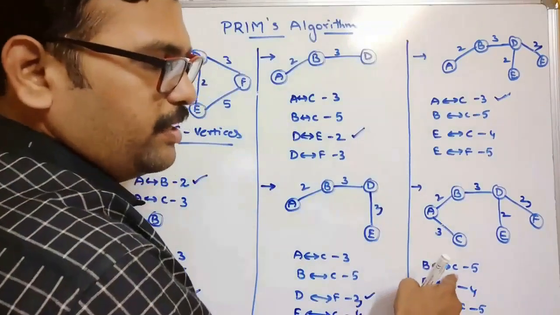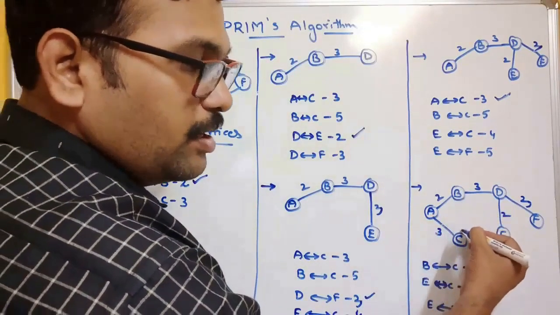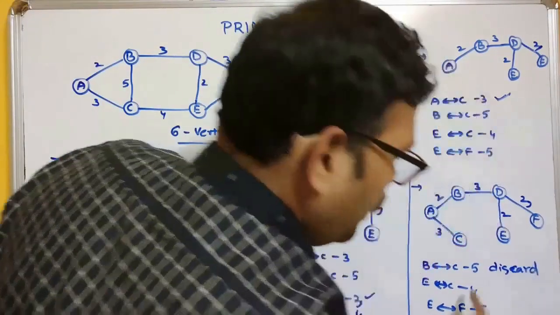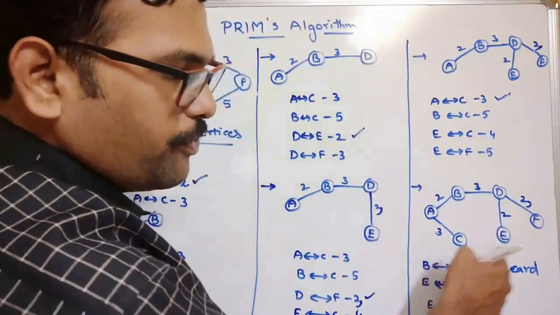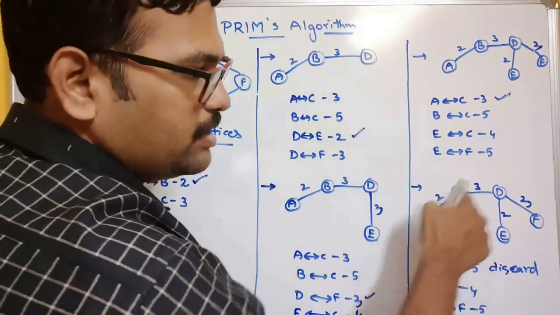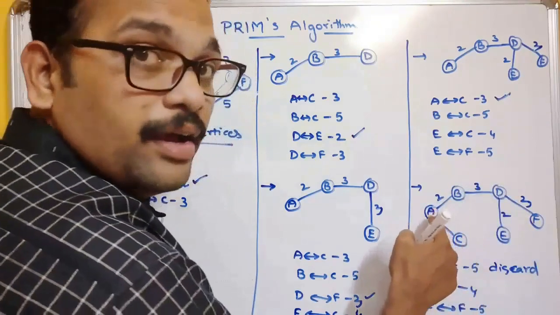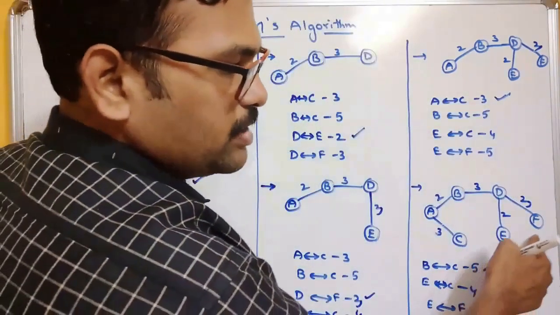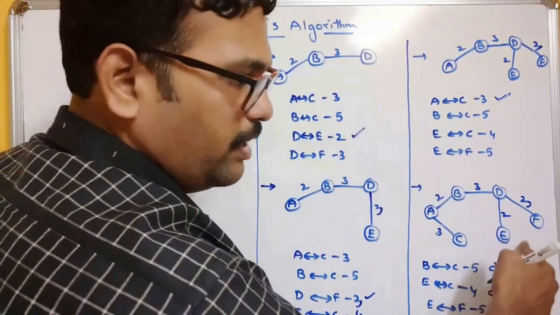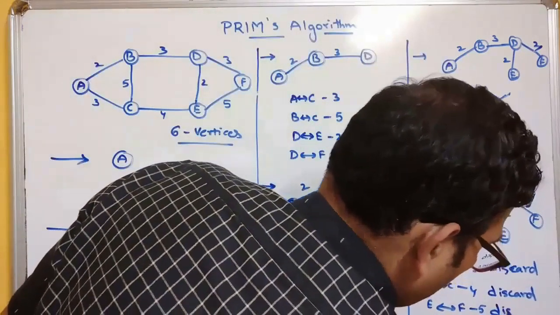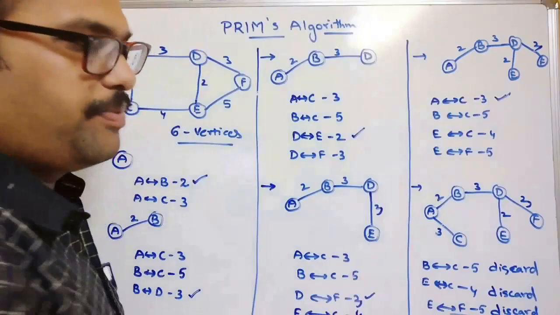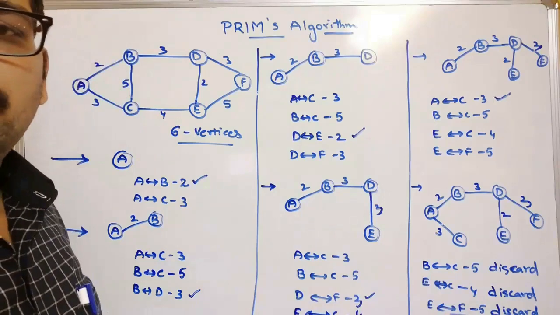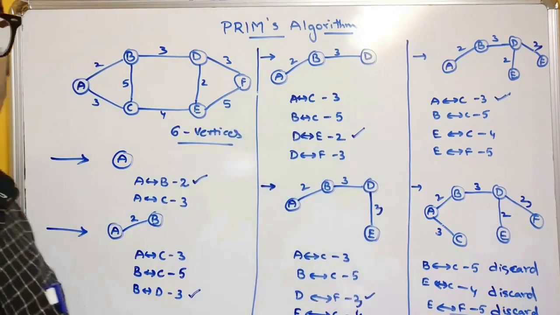If you add B to C, it forms a cycle, so we have to discard this one, right? E to C with 4, if you just connect this edge, again there is a cycle: A, B, D, E, C, A. So again you need to discard this edge. And E to F, if you connect this edge, again a cycle forms. So we need to discard these edges.